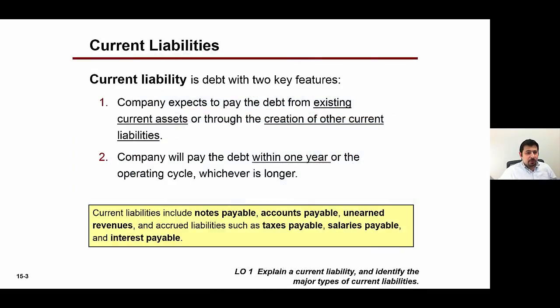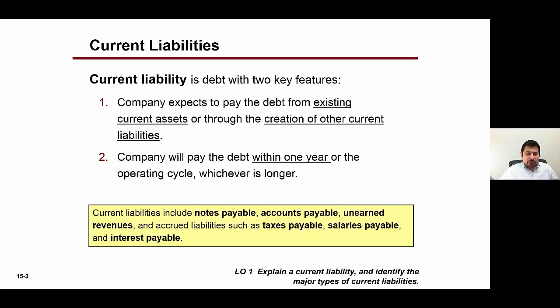To start with, current liabilities are debts that the company would have to pay either within 1 year from the date of the statement, or within one operating cycle, whichever is longer. Generally speaking, most companies will have an operating cycle that is shorter than 1 year. So unless otherwise stated, we'll always consider current liabilities to be the liabilities that are due within 1 year.